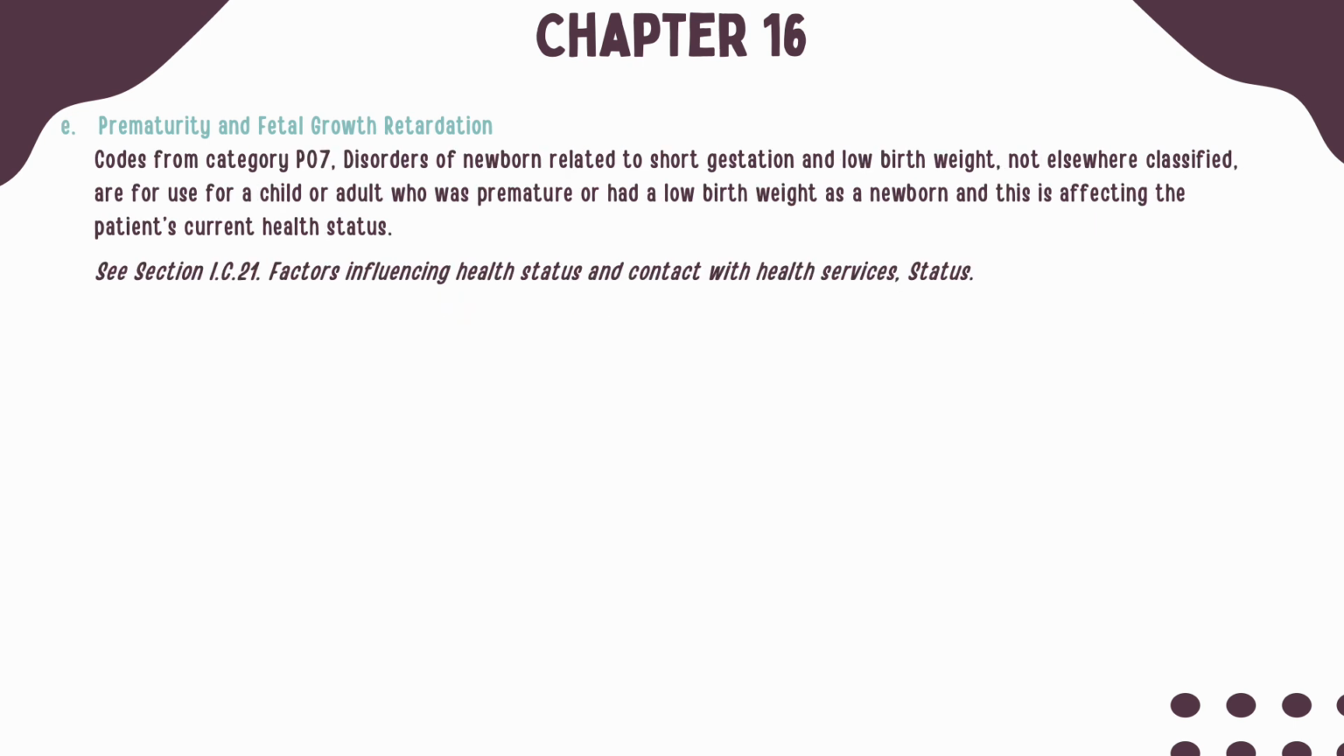Codes from category P07 are for use for a child or adult who was premature or who had a low birth weight and it is currently affecting the patient's current health status.